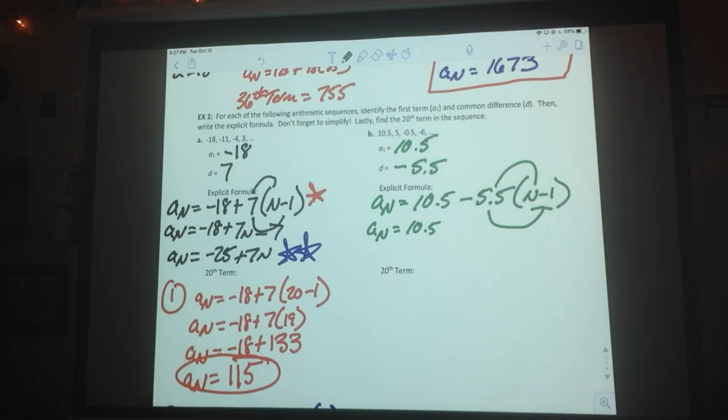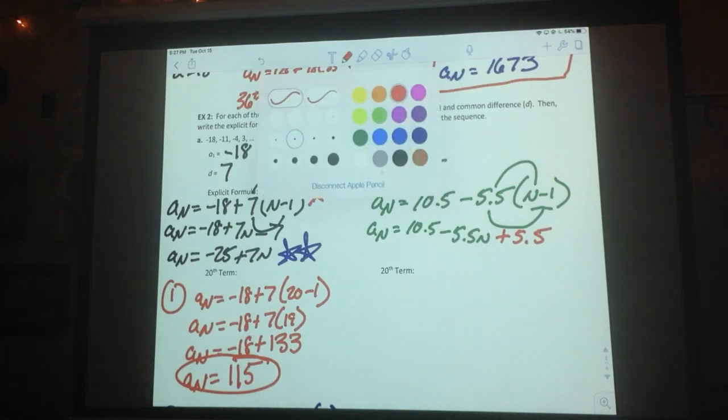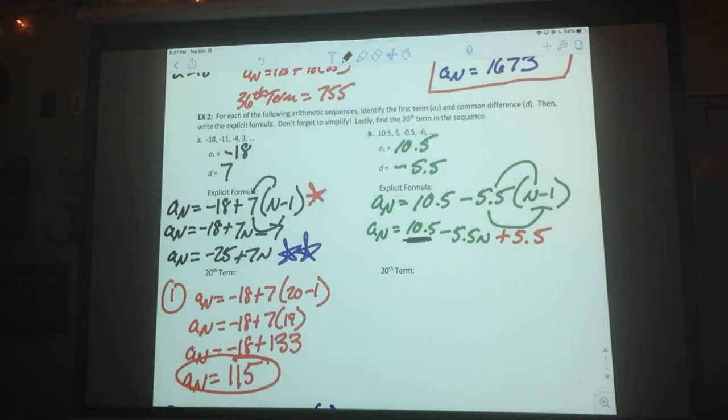So negative 5.5 times n is negative 5.5n. And negative 5.5 times negative 1 is a positive 5.5. Understand, a negative and a negative make a positive. Now, going back, combine like terms. 10.5 and 5.5 become 16 minus 5.5n. Now I would take negative 5.5n plus 16. I would take either one of those. I would be great with the second one, but 16 minus 5.5n would be fine by me as well.